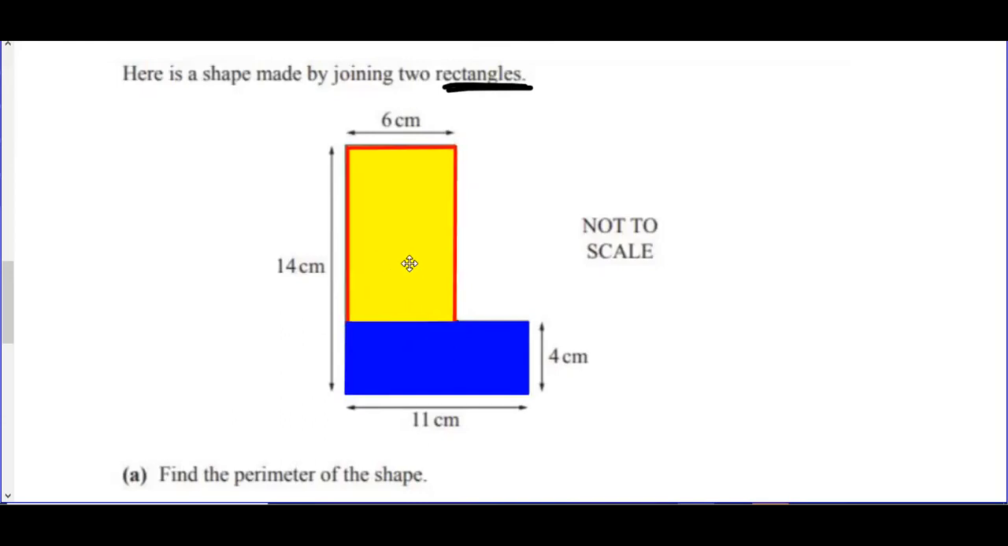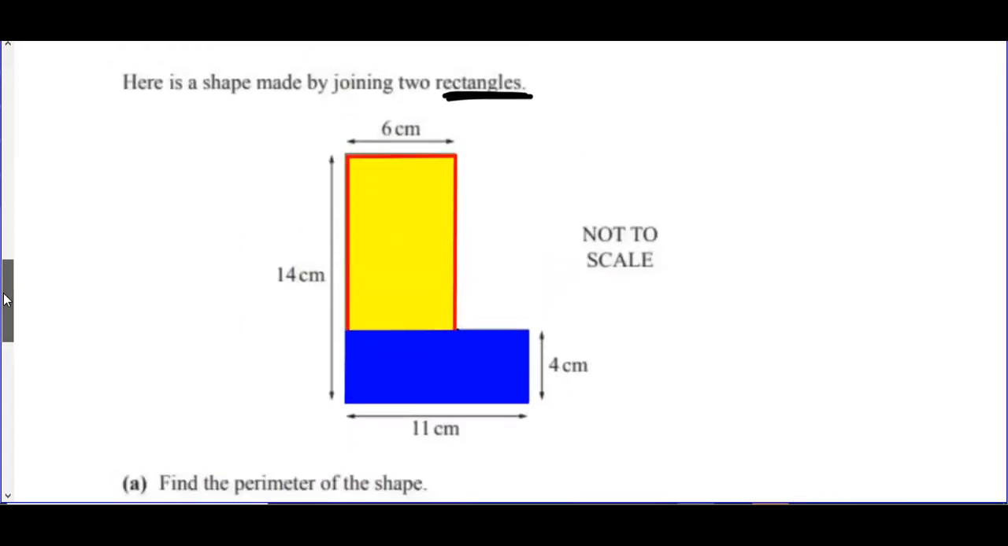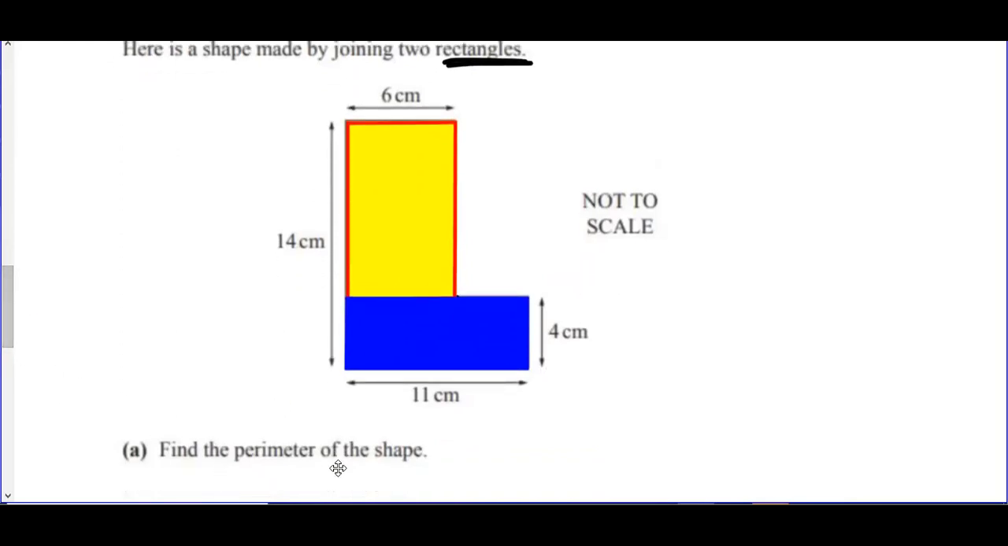Okay, these are the rectangles which they are talking about. Now, what is the question? The question is, the shape is made up by joining two rectangles. We have these two rectangles joined together. Now the question is, find the perimeter of the shape.